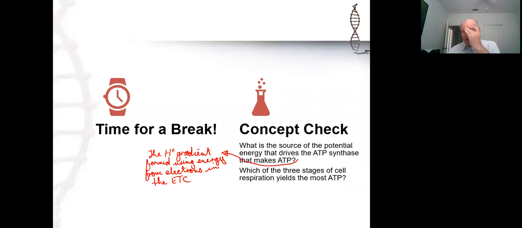So remember again, it's the energy that's extracted out of the electrons in the electron transport chain that generates the hydrogen ion gradient. And it's that hydrogen ion gradient that actually provides the energy for driving the ATP synthase.